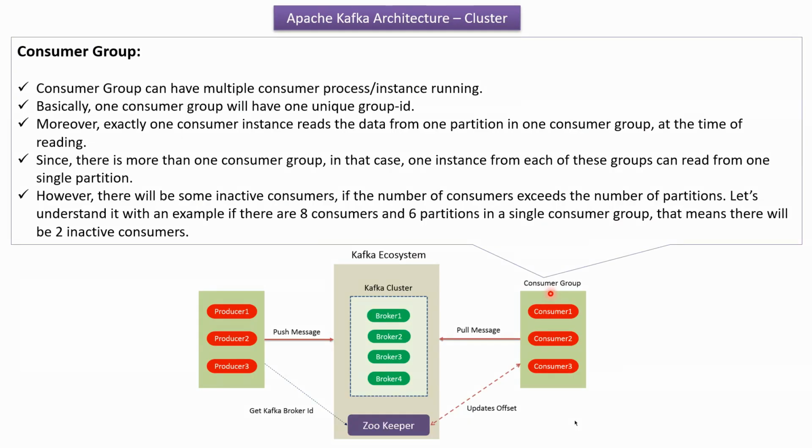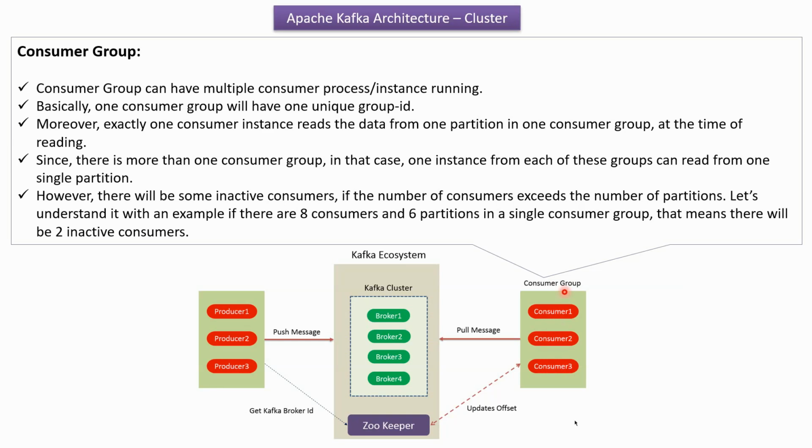Now we will see the consumer group. Here you can see a consumer group. It has three consumers. A consumer group can have multiple consumer instances running, and one consumer group will have one unique group ID. At the time of reading, exactly one consumer instance in a consumer group reads data from one partition. Here you can see three consumers. Consumer 1 reads data from partition 0, consumer 2 reads data from partition 1, and consumer 3 reads data from partition 2. So each consumer reads data from different partitions.